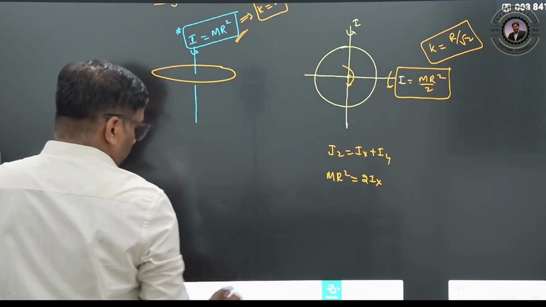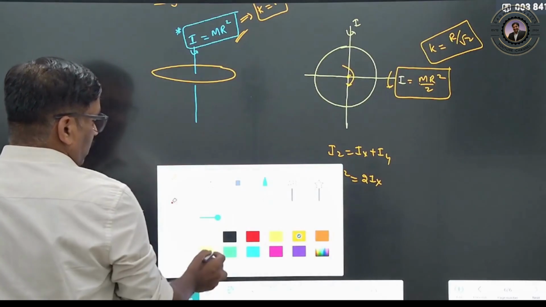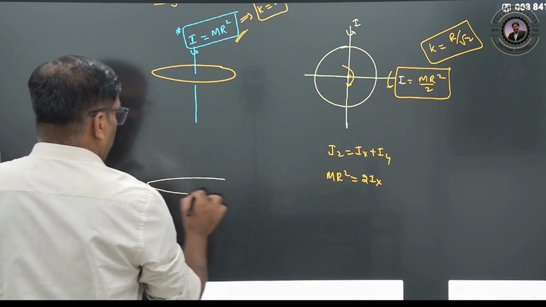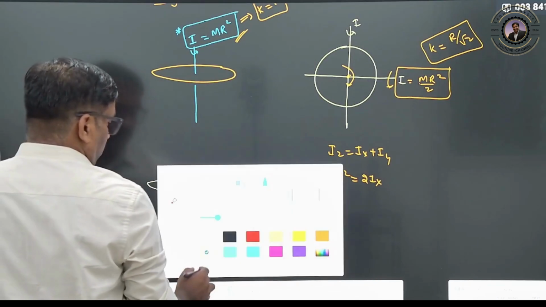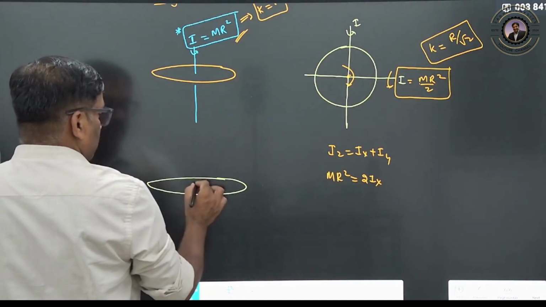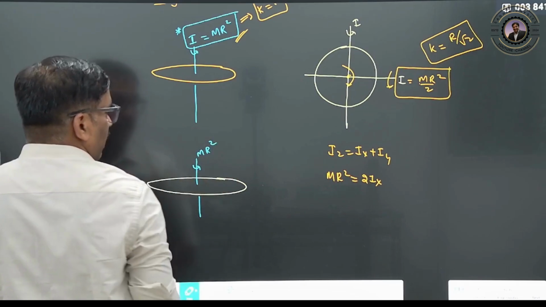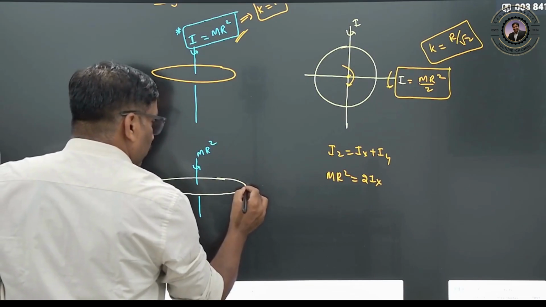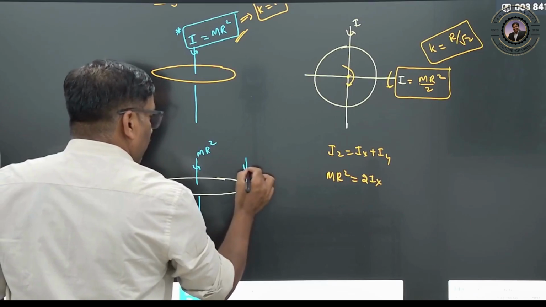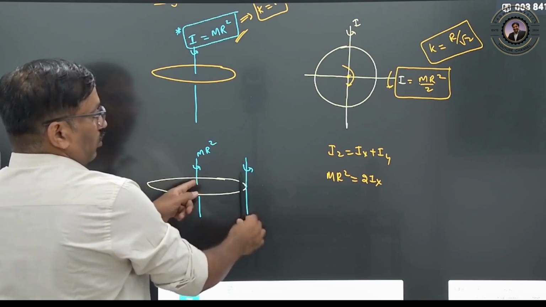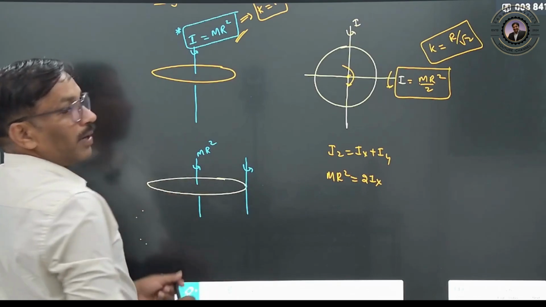Now we'll go to the next one, moment of inertia. We know the moment of inertia about an axis passing through the center of the ring, no? That is nothing but MR squared. Here we have to find the moment of inertia about an axis along the tangent and perpendicular to the plane.